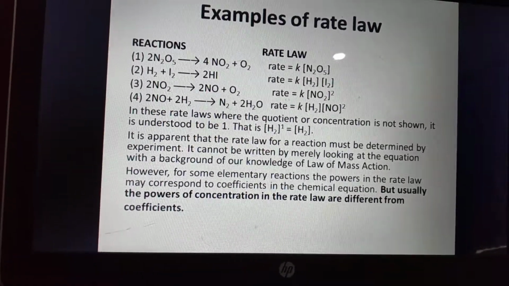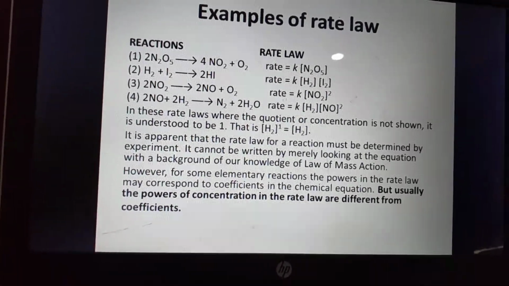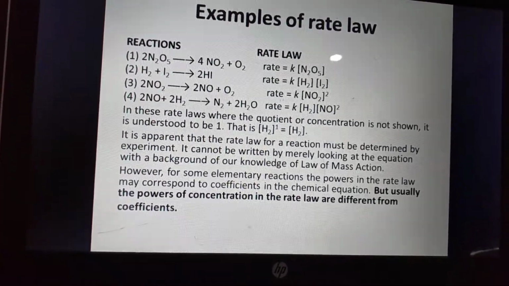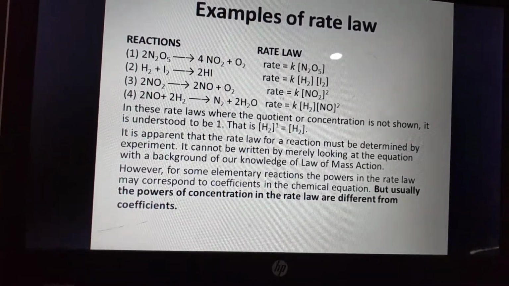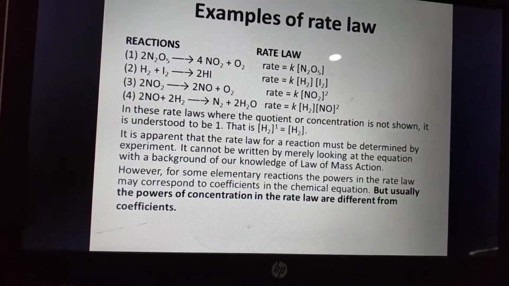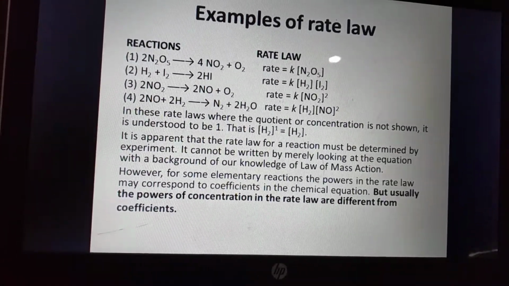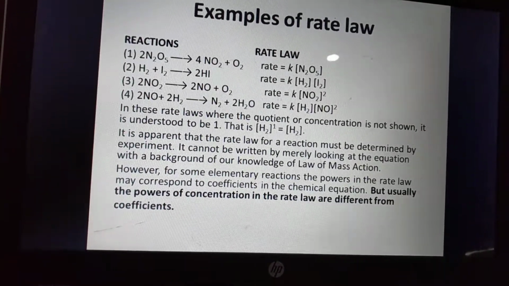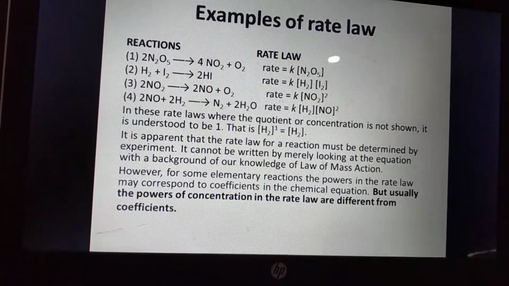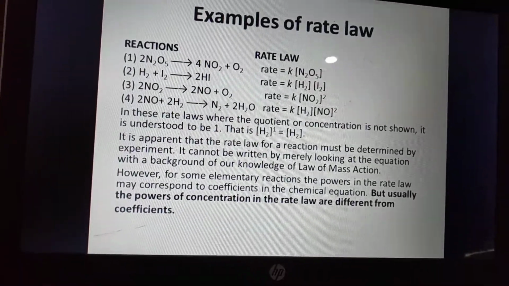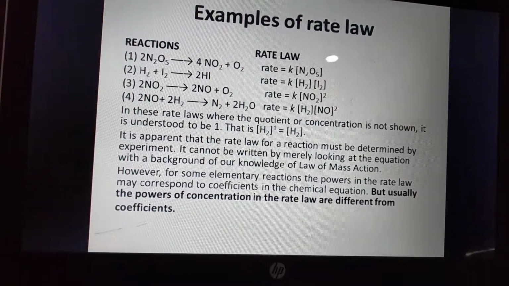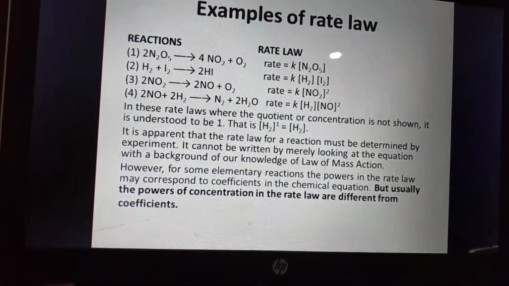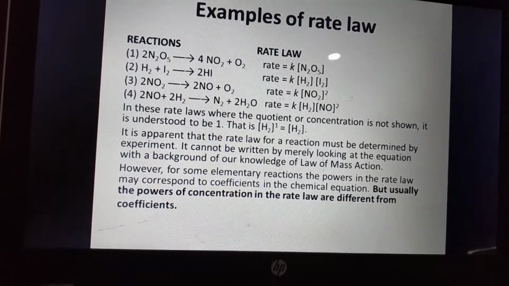Similarly, nitrogen dioxide decomposes to give 2NO plus O2, and here the concentration is raised to the power 2. Similarly, 2NO plus H2 gives N2 plus H2O, and the rate is equal to K[H2][NO] raised to their respective powers. So in these rate laws where the exponent of a concentration is not shown, it is understood to be 1, for example, the molar concentration of hydrogen.